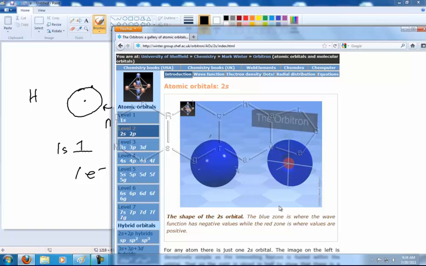And as we go up with the 2s, the 3s, the 4s, they have the same shape, but they increase with the number of these phases and nodal regions.